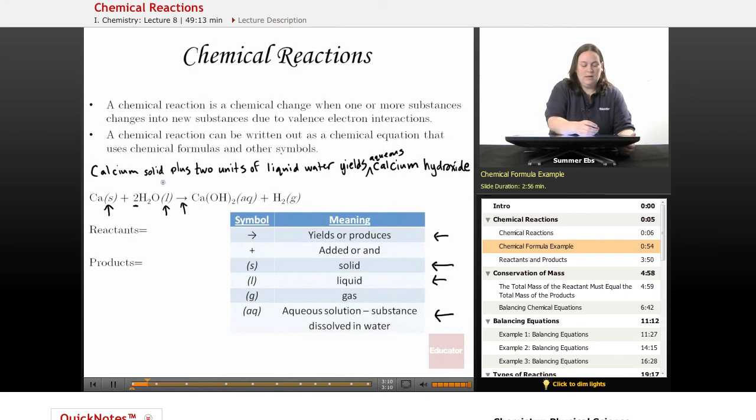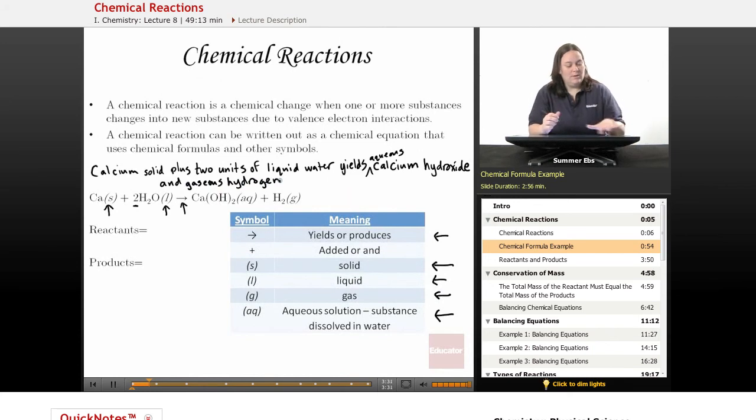calcium hydroxide, and we have H2 followed by a (g) in parentheses. The g refers to a gas. So we have, and gaseous hydrogen. So that's how we would say this combination of symbols and formulas, our chemical reaction. That's how we would say it in words. A solid calcium plus 2 units of liquid water yields aqueous calcium hydroxide and gaseous hydrogen.